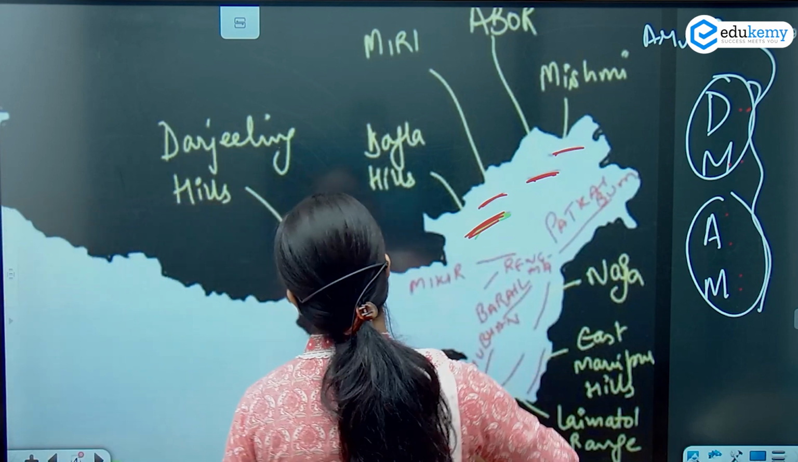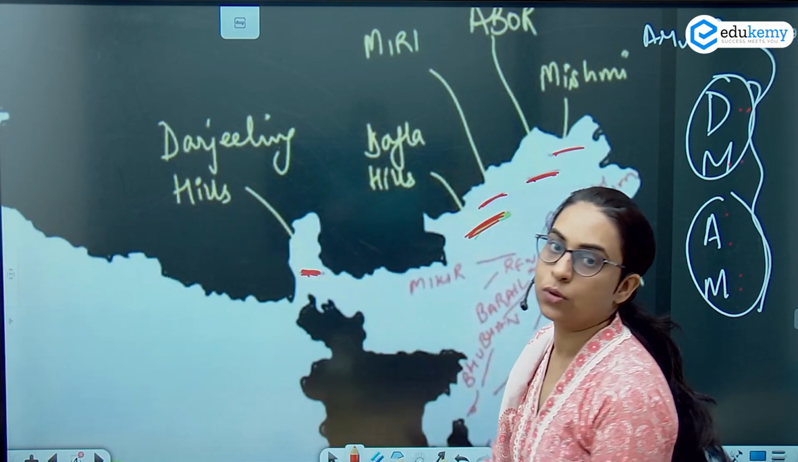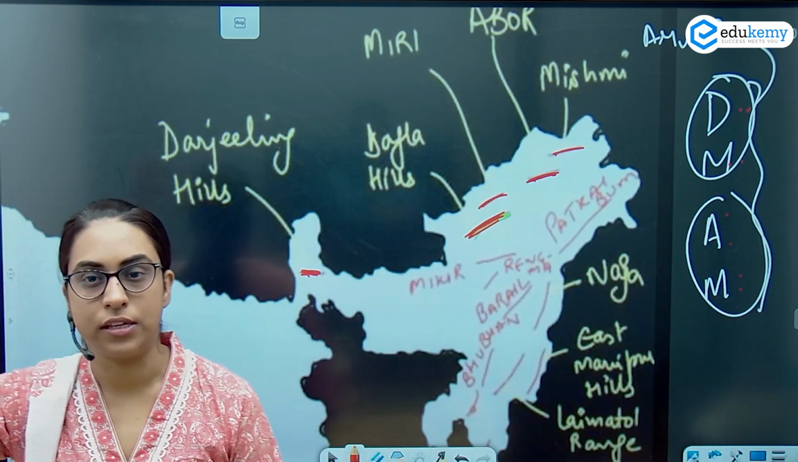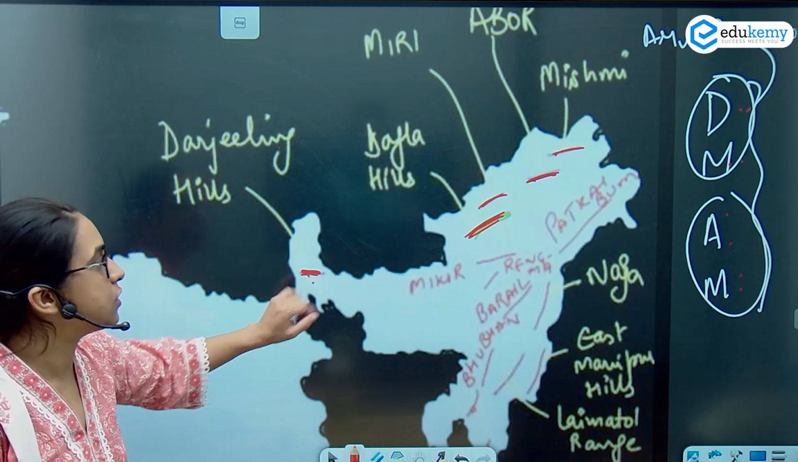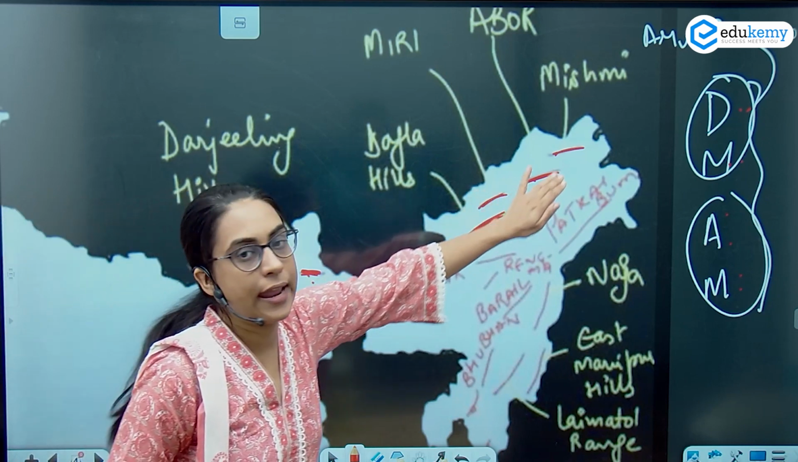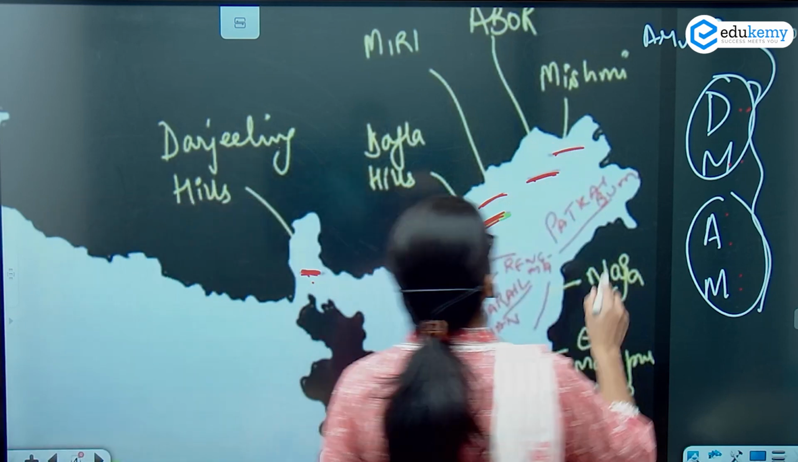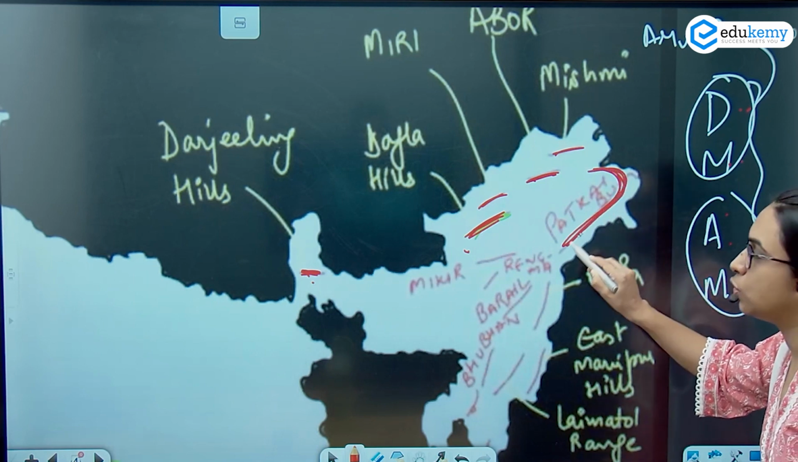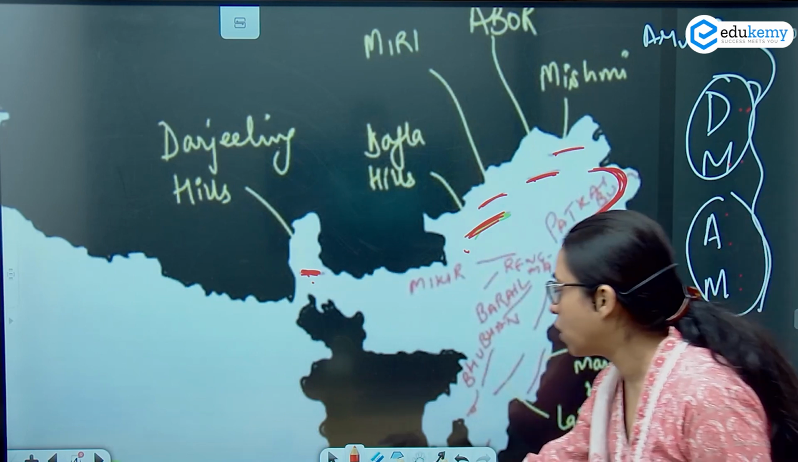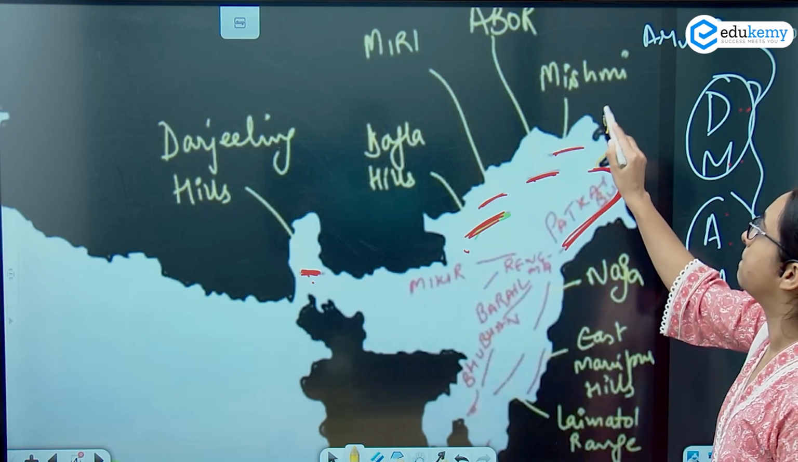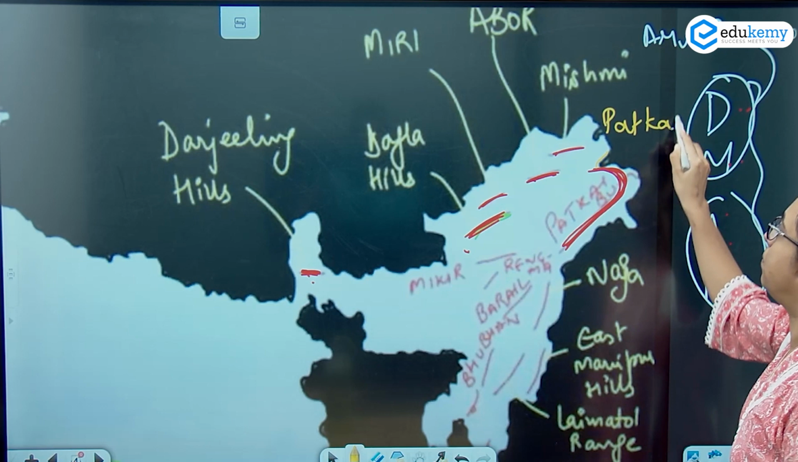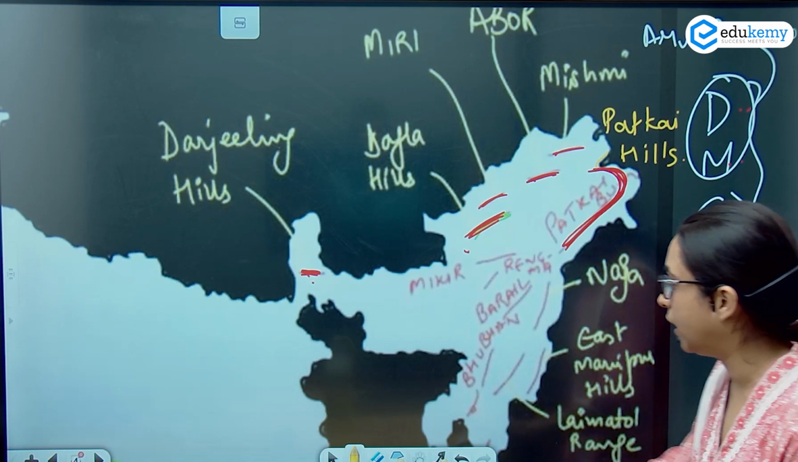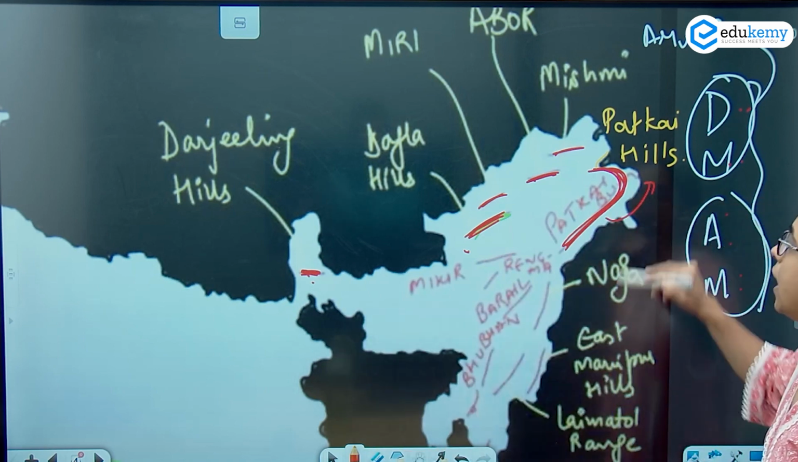Here, if you see this, you have the Darjeeling Hills. First let's complete this. So this is Darjeeling Hills, DMAM. Then across Arunachal and Nagaland, you have a hill range. These hills are your Patkai Hills. Where are they? They are in Arunachal Pradesh and Nagaland.